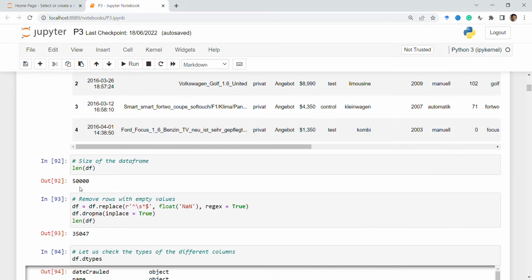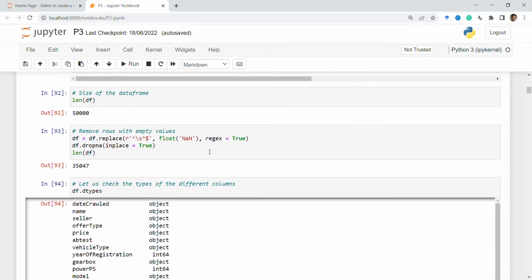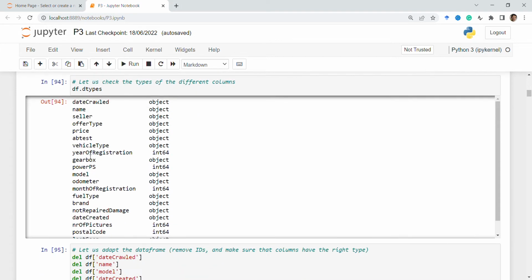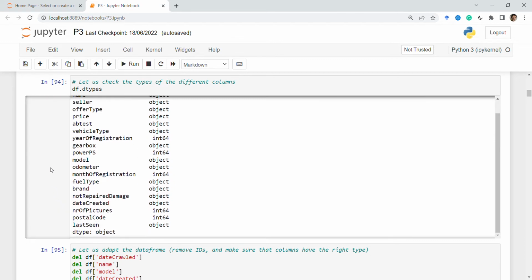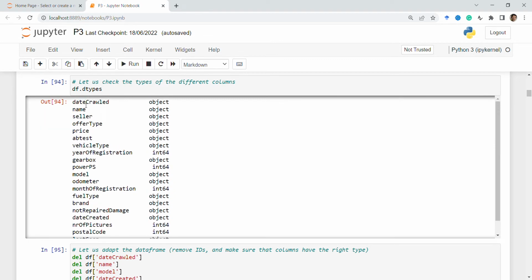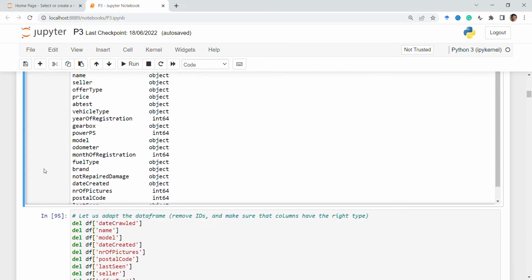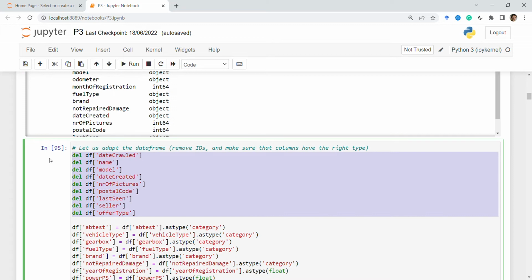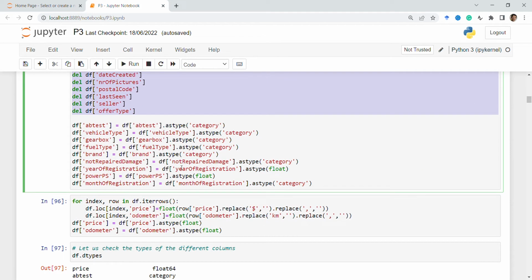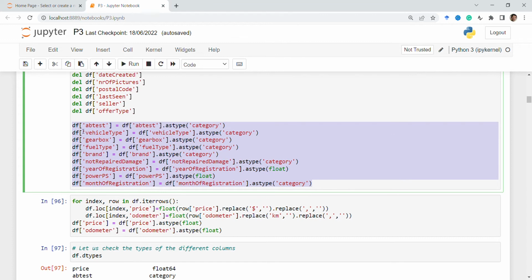We see that we have about 50,000 cars, and after removing the not-a-numbers, so those entries that are not complete, we have only 35,000. And as always, we remove data, for instance, when it was last crawled. Crawled means there are internet robots that go over all web pages. This is not related to our model, so we will remove all those variables that are not related to the price, and then we will convert all these to categories.